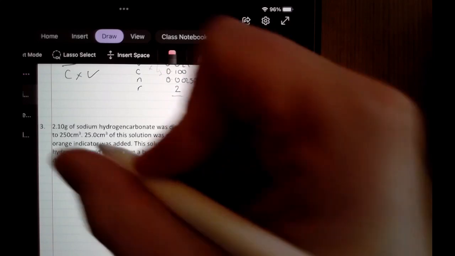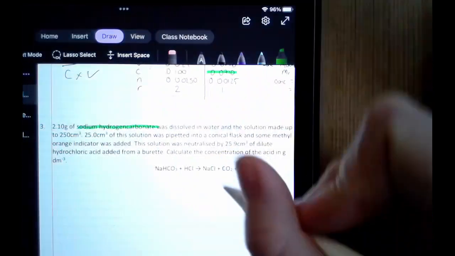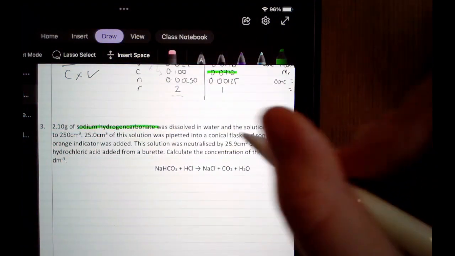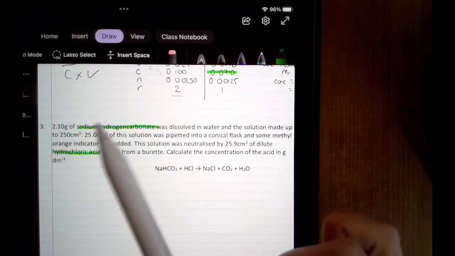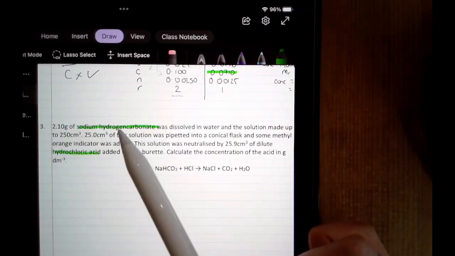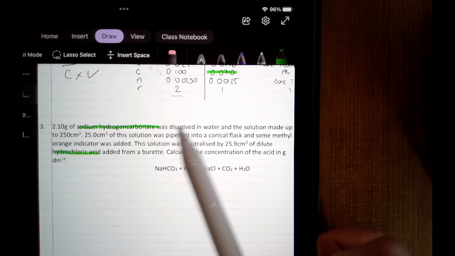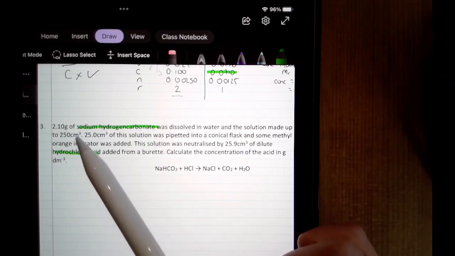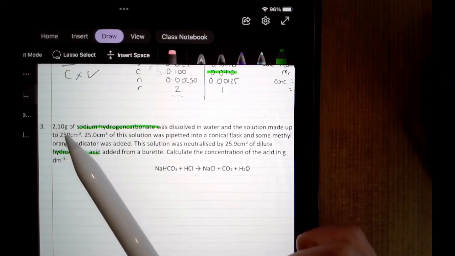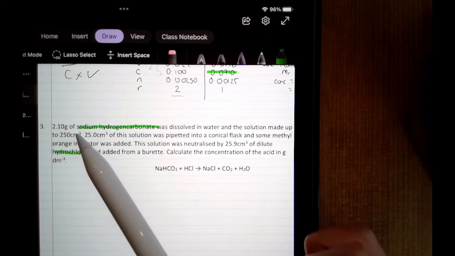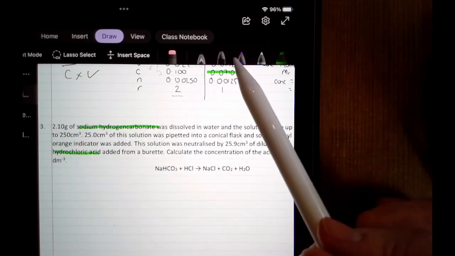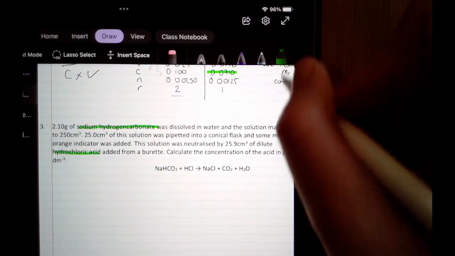So again, I've got sodium hydrogen carbonate, but this time I've got hydrochloric acid. If I look through the numbers, I'm told the number of grams of sodium hydrogen carbonate that is dissolved in 250 centimetres cubed of water. So they're telling me how I made up the standard solution. What they haven't told me is the actual concentration. I'm going to need to use that information.